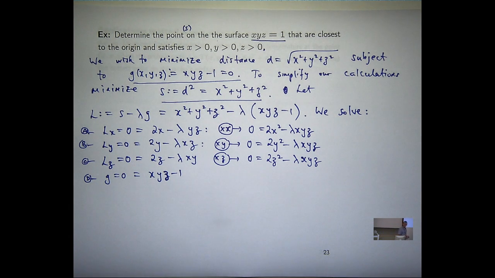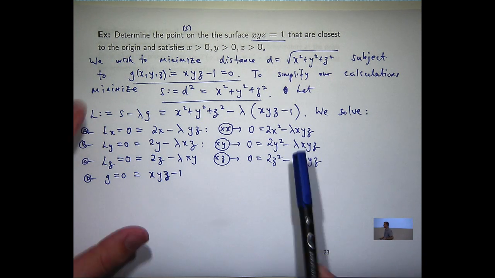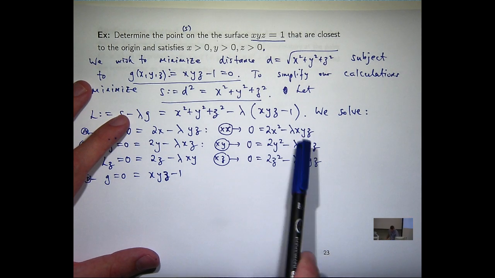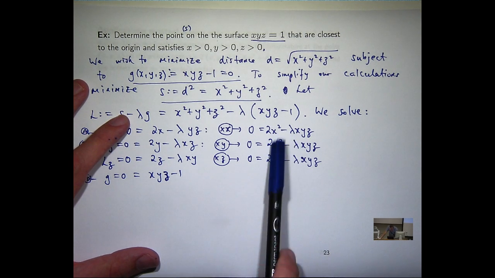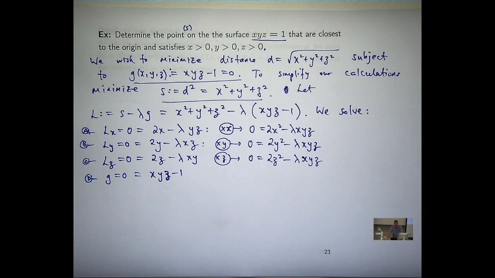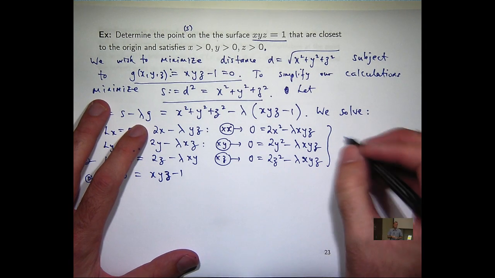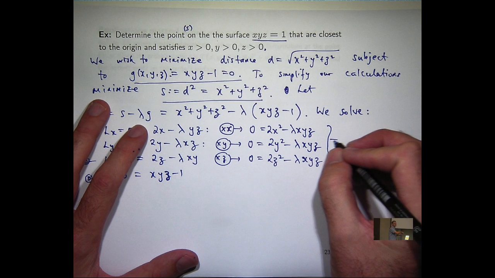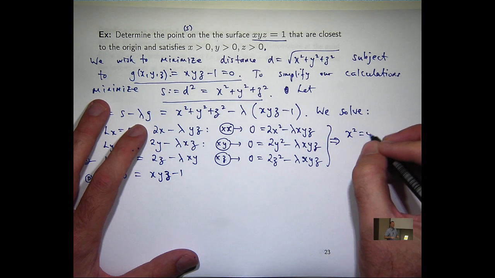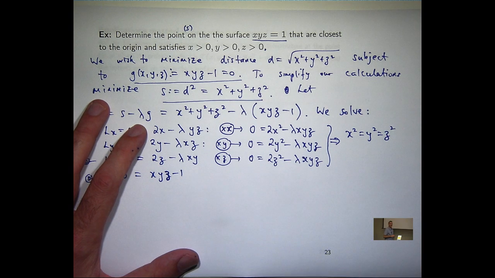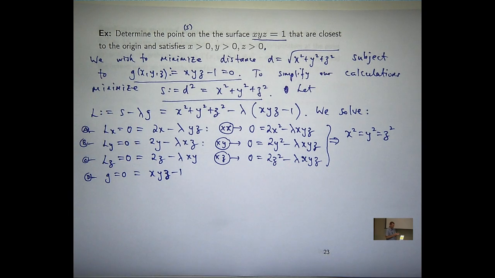Now what? Well, yes, but let's look at it. If I just rearrange these, I can get rid of the lambda x, y, z and sort of just compare. I know x squared equals y squared equals z squared from those equations, right? Just from getting rid of lambda. Now, x squared equals y squared equals z squared.